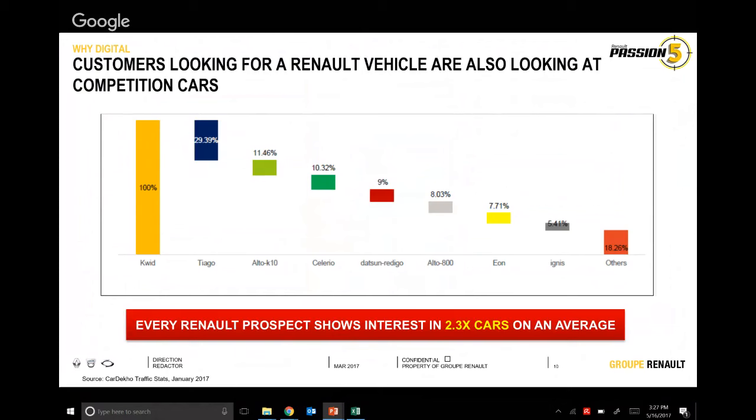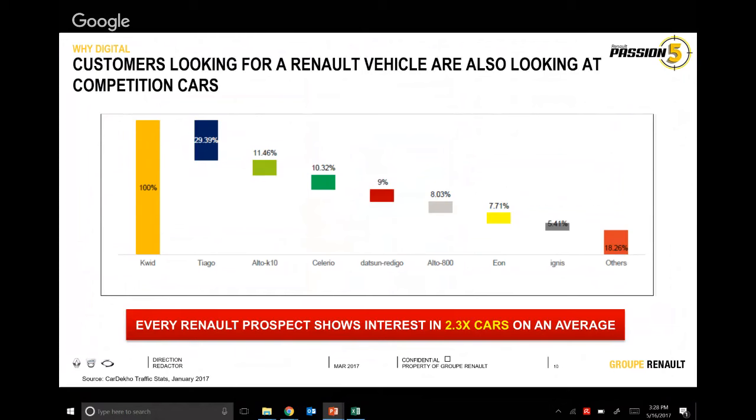So this slide shows you the comparison, what all customers are comparing Kwid with. If you see, for all the people who are looking at Kwid right now, 29% of people are also looking at Tiago. So the leads that we are giving to you are not just people who are looking at Renault. They might even be looking at competition models, competition brands also. So it is very important for us to realize this, that whenever we are contacting these customers, we have to keep in mind that the customer might be interested in some other variant or some other model also. We need to contact them in such a way that we are able to highlight the pros, the USPs of our brand and our product against these different models.